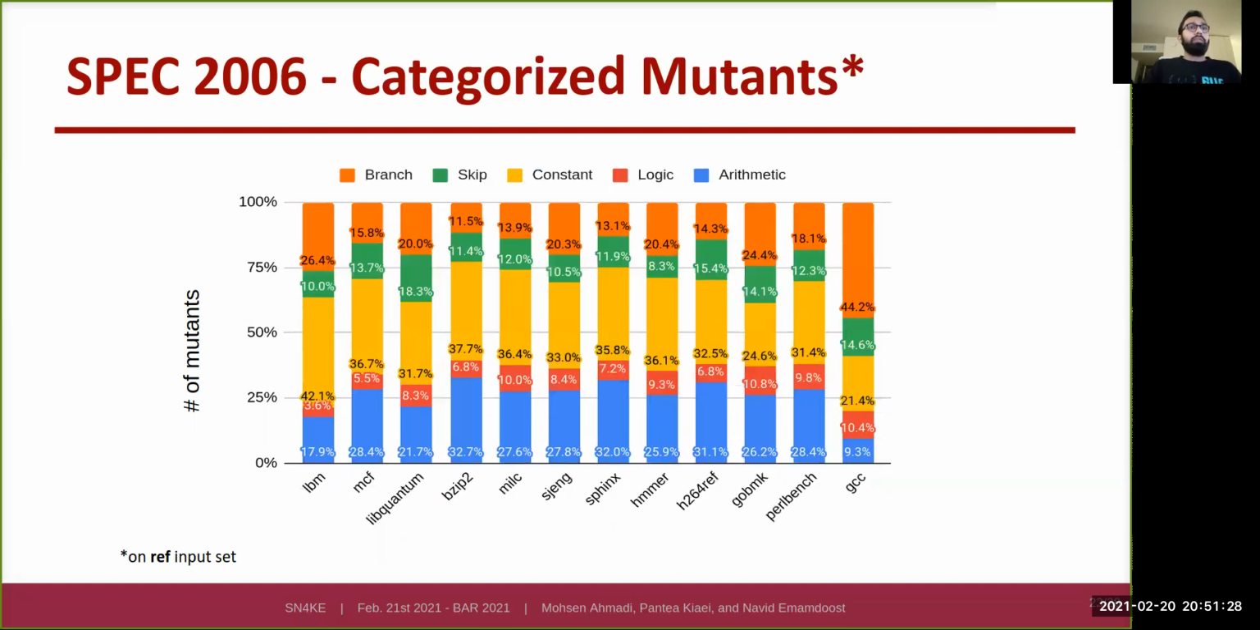And another categorization is based on the 5 different classes of mutation we have. As you can see, for example, for GCC, since most of the GCC code base consists of branches, it complies with that, and we have 44.2% of the whole killed mutants for the ref input set of GCC being branch. Compared to the previous work, we see that rather than the branch instructions, arithmetic operations and constants also play an important role in mutation.